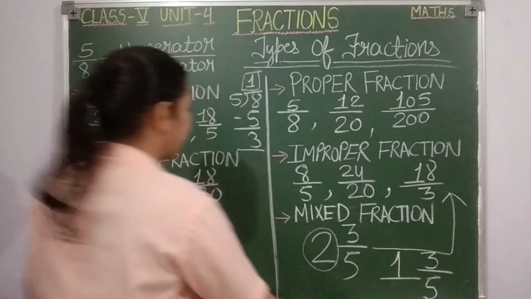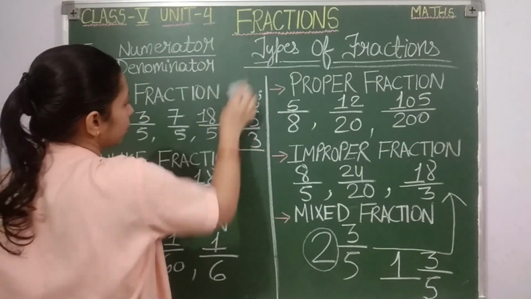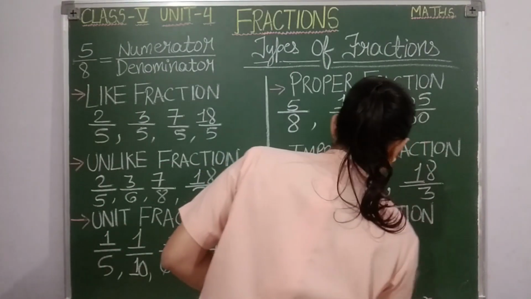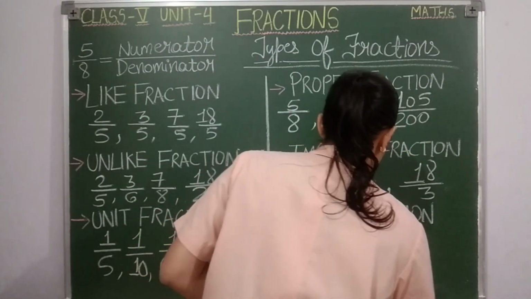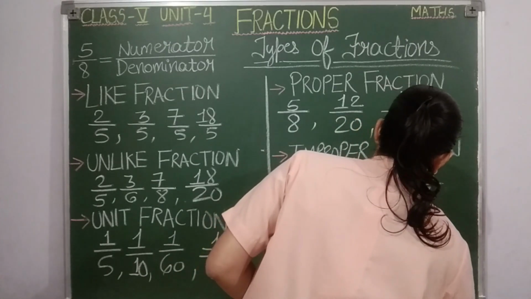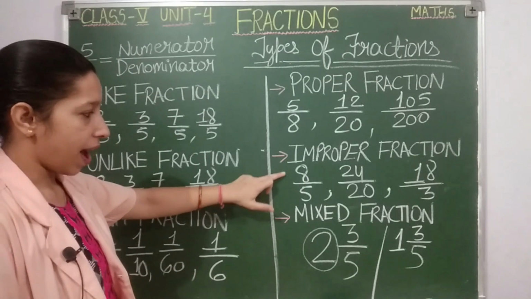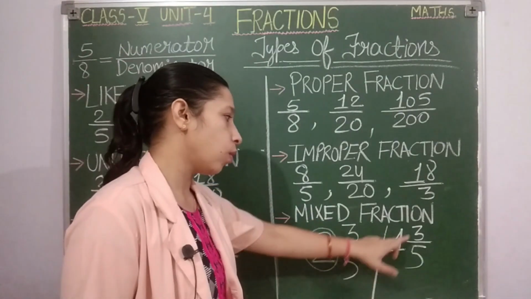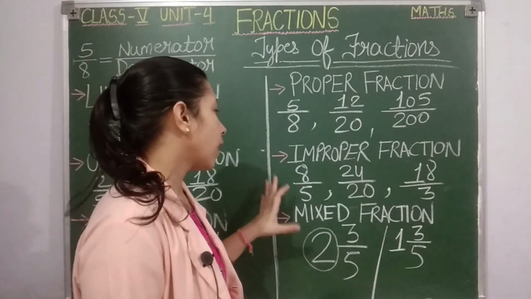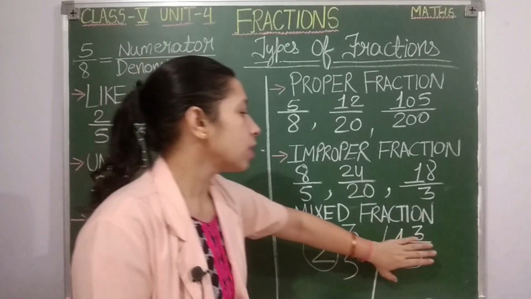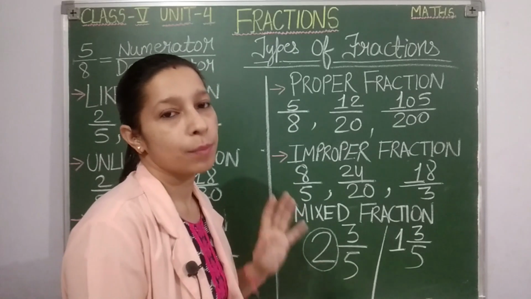So students, I am rubbing this. 1 whole 3 upon 5. So for 8 by 5 we are getting mixed fraction as 1 whole 3 by 5. Here you can see I have written 8 by 5 as mixed fraction. Clear, students? Now this mixed fraction can again be written as improper fraction.